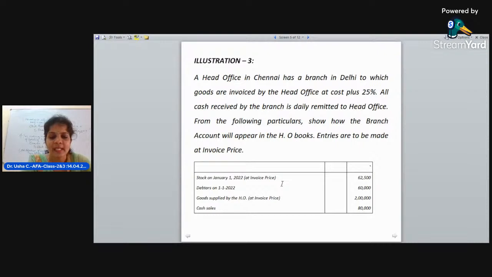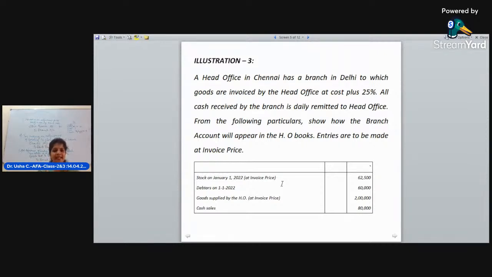Next, goods supplied by the head office at invoice price. Look at here, goods supplied by the head office. Sometimes they may give it or not. You have to record it, because they are saying all entries are to be made at invoice price. When they are specifically mentioning that it is at the invoice price, whether they are giving it in the adjustment as invoice price or not, you have to record that as invoice price only by passing these 3 extra entries. Okay. Next, the goods supplied by head office is 2 lakh rupees.